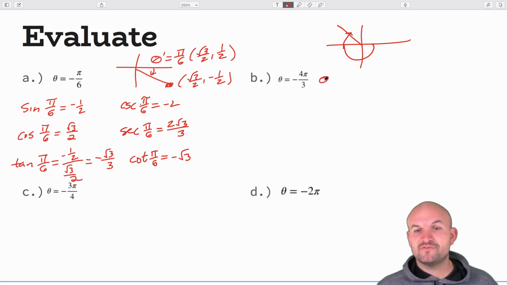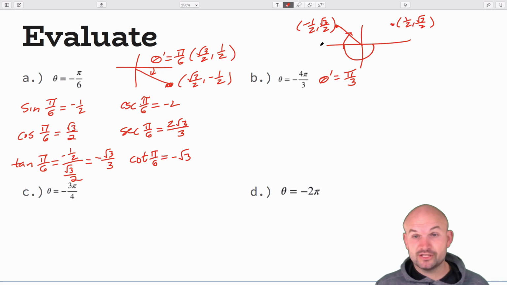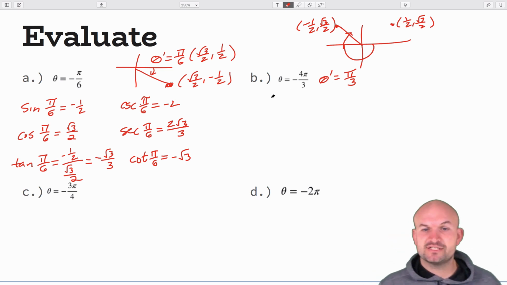So again, we have a reference angle of pi over 3, which over here gives us the coordinate point, positive 1/2, square root of 3 over 2. So over here, it's going to be a negative 1/2, comma square root of 3 over 2. And now we have our coordinate point in the correct quadrant. Let's evaluate the 6 trigonometric functions.